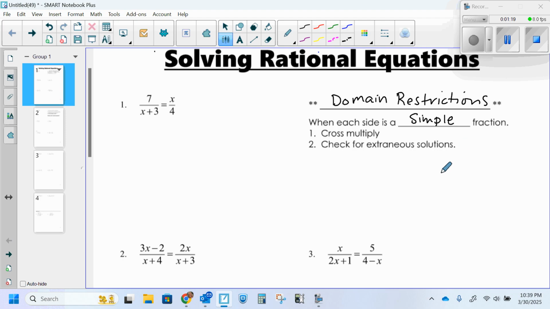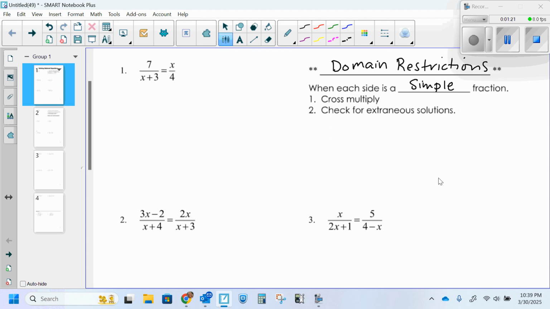So let's first do a domain restriction. Sorry, I couldn't find my pen. X is not equal to -3. We're going to cross multiply. There's going to be a lot of factoring involved in these, and it doesn't matter which side you do, so you just cross multiply. I'm going to go ahead and write that.